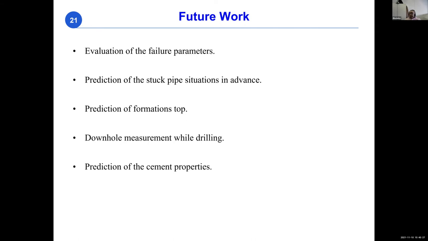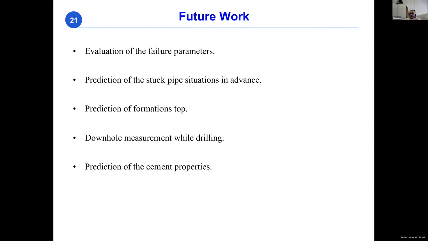Downhole measurement: I gave the example of torque and ECD, but we also have downhole weight on bit and downhole vibration, and many things that we need to work on and predict, which will help to avoid the common issues and common problems that exist.